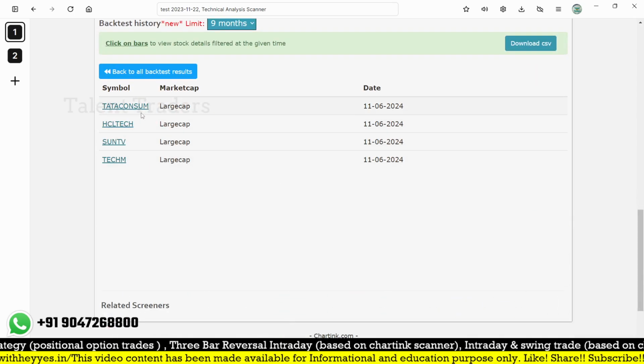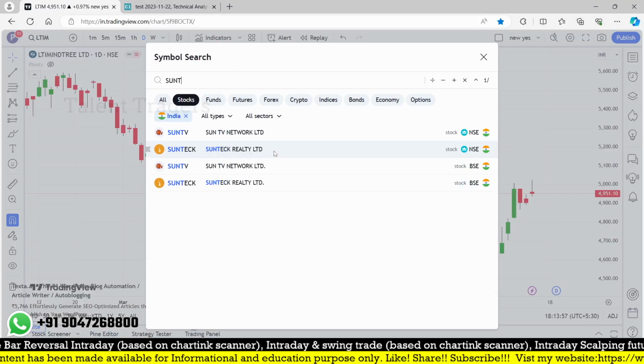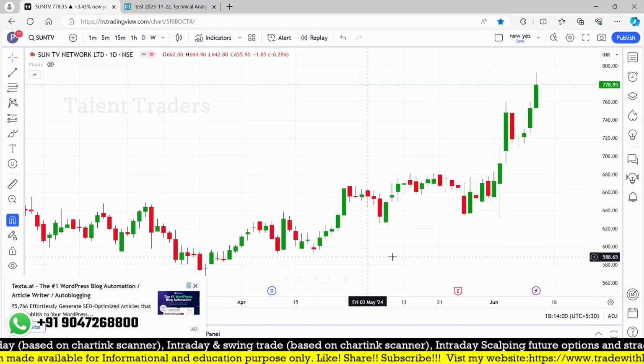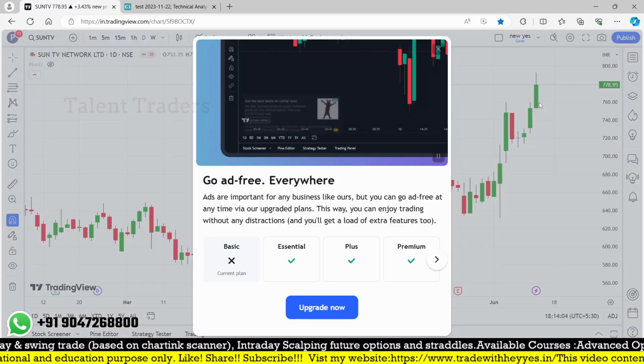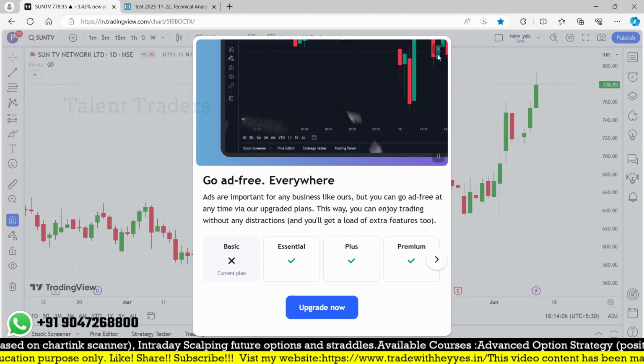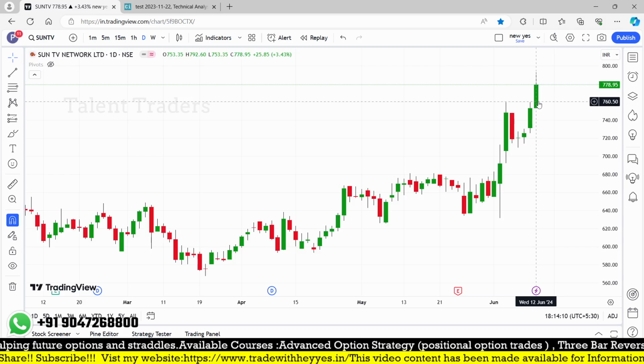So yesterday I saw Tata Consumer, Sun TV, Tech Chem. I'll show you that particular Sun TV. It is a kind of breakout. It is not finding a lower level, it is finding a higher level breakout for a swing. Here it is yesterday's high where it gave you the breakout, and today it was giving you some good movement, and from the opening itself it is moving well.